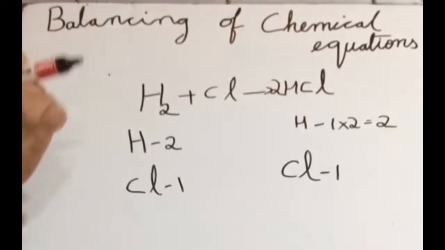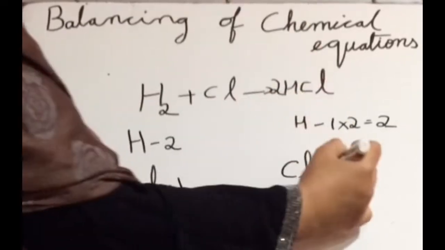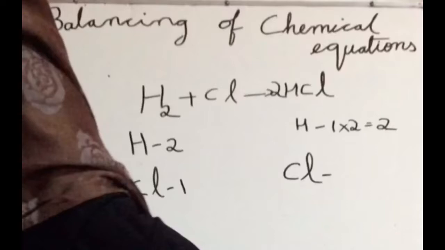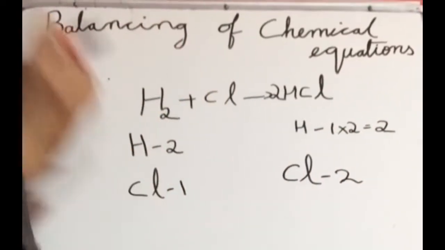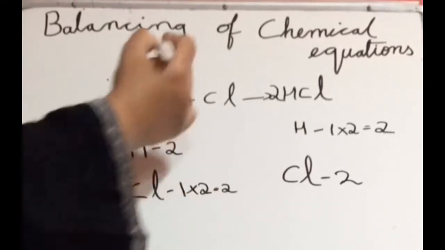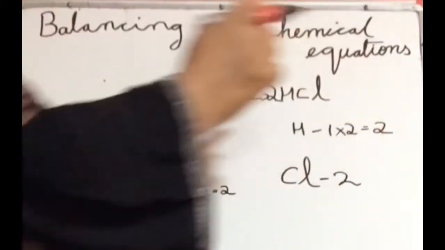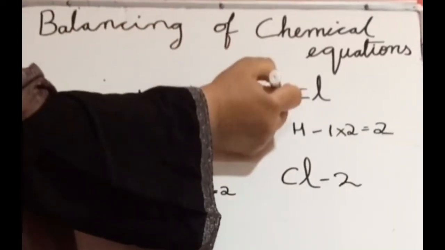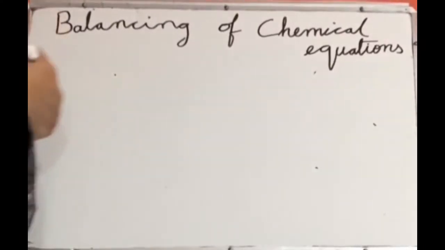Now what happens to chlorine here? How many atoms of chlorine are here? There is 2. So this becomes what? I'll rub this. And this becomes what now? 2. But how many atoms are here? 1. So what do I have to do? I have to multiply this into 2. That becomes how much? 2. I add this 2 here. So how many atoms of hydrogen here? 2, 2. Chlorine 2, 2. So it is balanced. Here also 2 hydrogen, 2 chlorine. This is balanced.